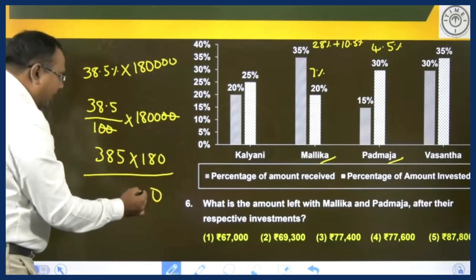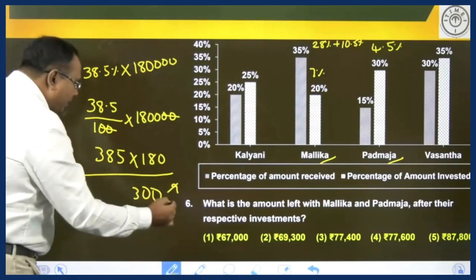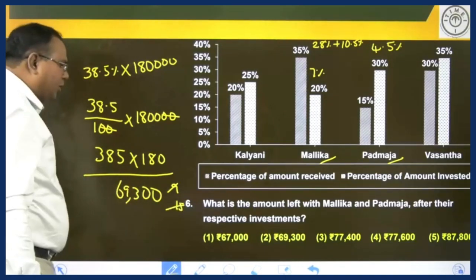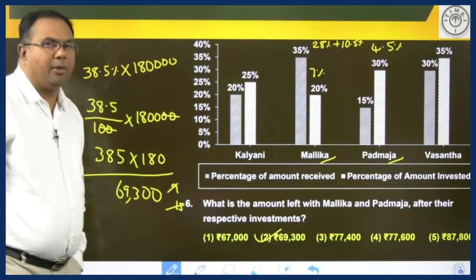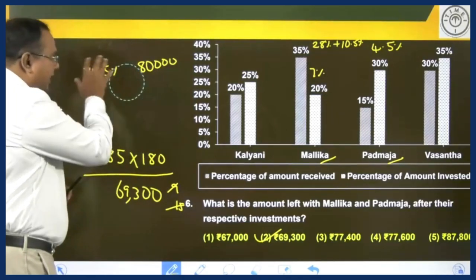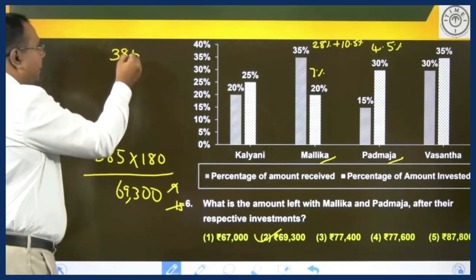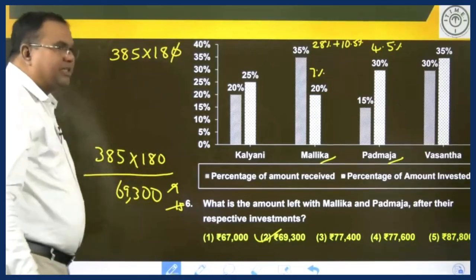18 5s are 90. 18 8s are 144 plus 9, 153. 18 3s are 54 plus 15, 69. So, it has to be 69,300. 69,300 is present in option 2. Otherwise, see here. 385 into 180, how do you do this? 385 into 180. I will keep this 0 aside. I will put the 0 little later.